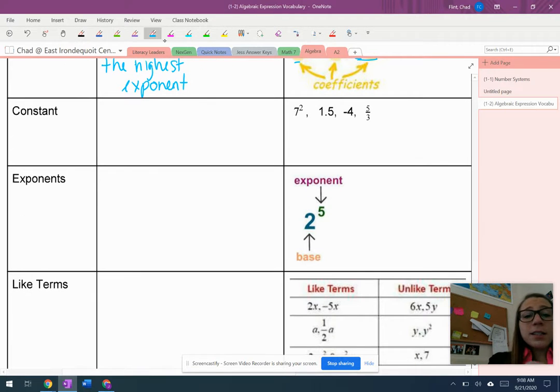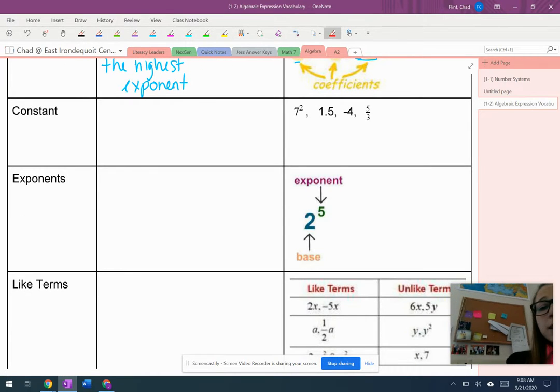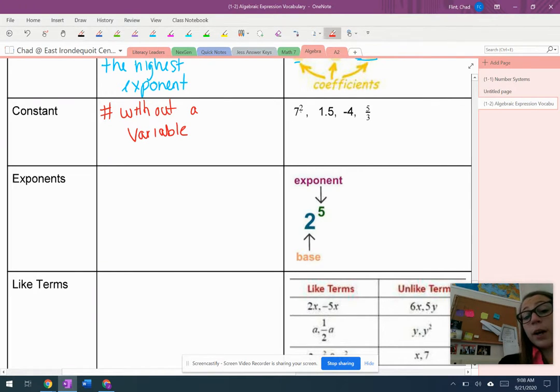A constant is simply just a number without a variable. And again, it can be any kind of number. 7 squared is still considered a constant because 7 squared is just the number 49. 1 1/2, -4, 5/3, fractions, decimals, it can be any kind of number.